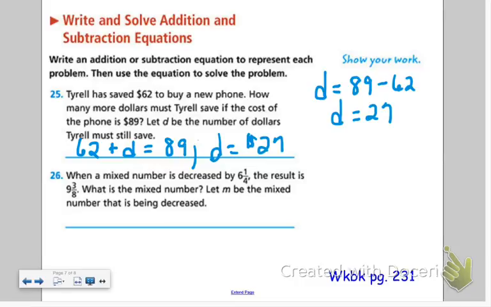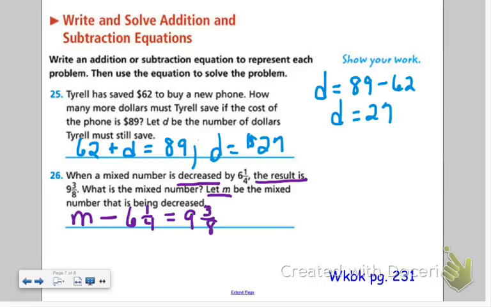Take a look at number 26. Let's see, number 26 says, when a mixed number is decreased by 6 1/4, the result is 9 3/8. So we're starting with an unknown mixed number. It says let M be the mixed number. So I'm going to start with M. We're starting with this unknown mixed number, and it's decreased by 6 1/4. Decrease should tell you, hey, we're subtracting. So we're going to take our mixed number and subtract 6 1/4. And the result of that, meaning the answer, is 9 3/8.